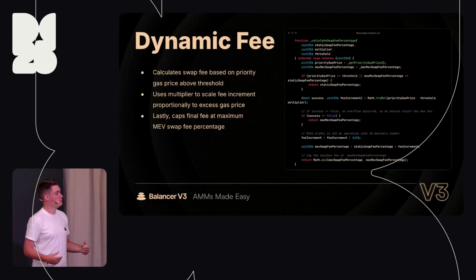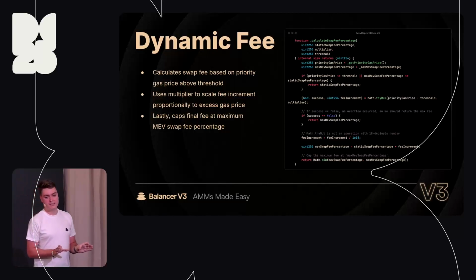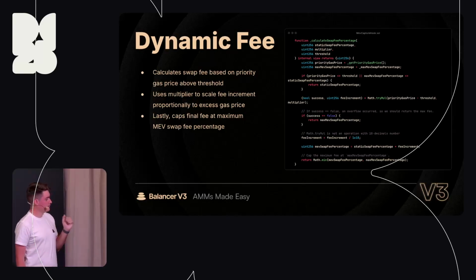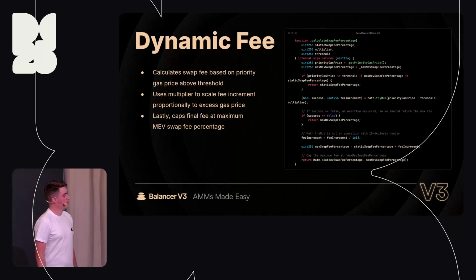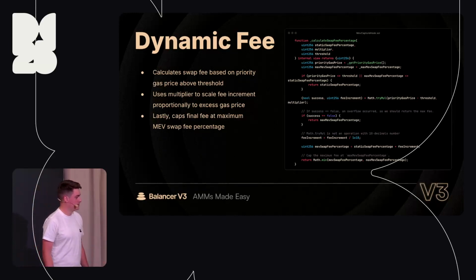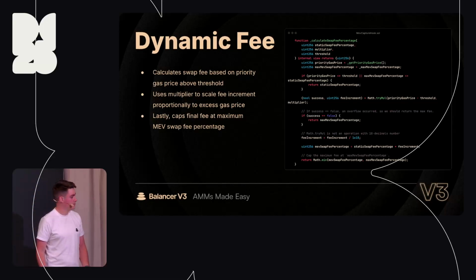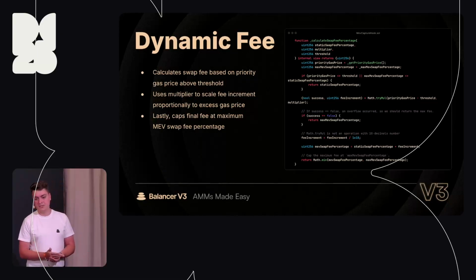So this multiplication will give us the fee increment that we have to sum with the static fee, and that's the fee that will be ultimately charged by the pool for the arbitrager. We do have a cap, as I mentioned before, so we have this max swap fee percentage. That's why the return of this function is actually the minimum of either the max or the new swap fee percentage calculated by summing the static swap fee and this fee increment.